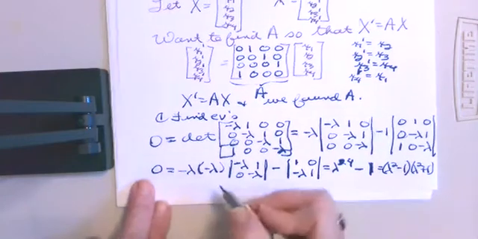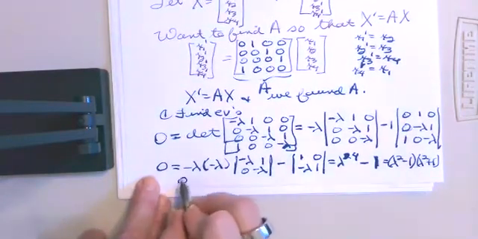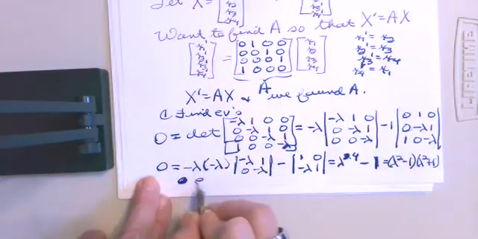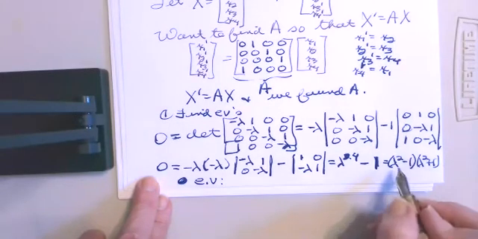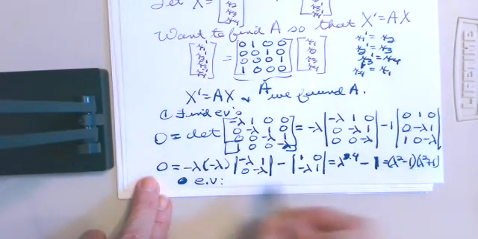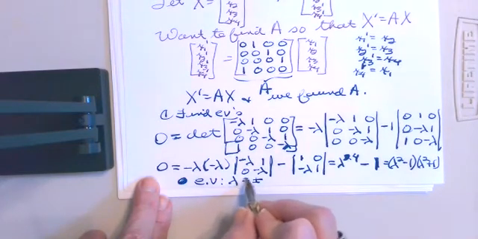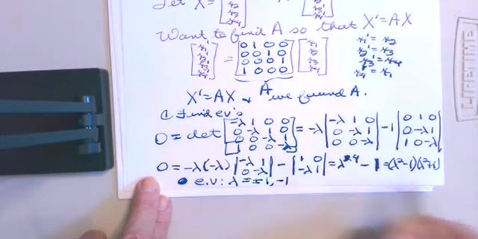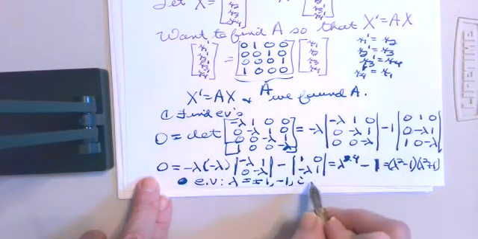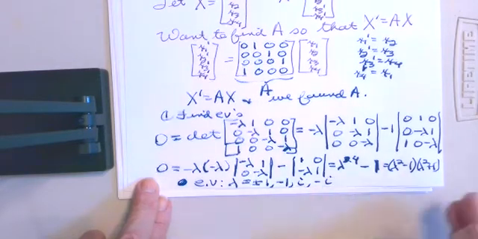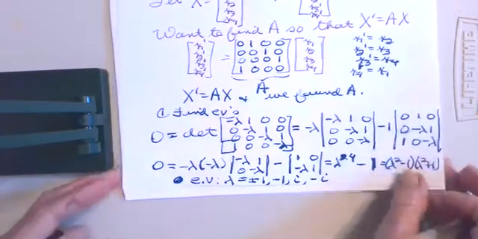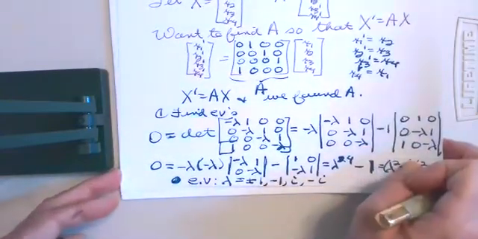And so that says my eigenvalues are lambda equals plus or minus 1, and from this one I get plus i and minus i. So I get 4 eigenvalues, okay? And now I have to find all those eigenvectors.